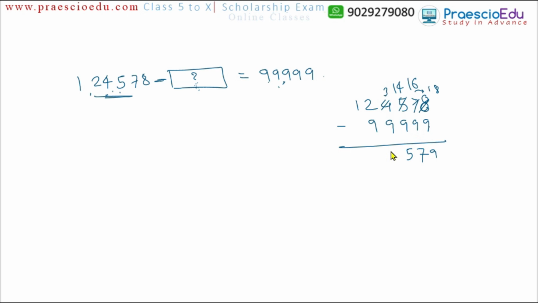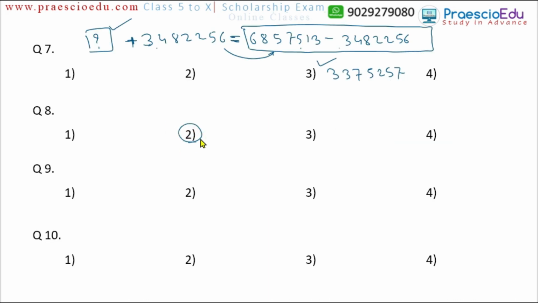So 3 minus 9, is it possible? No. So from here, okay, so 13 minus 9, 4 comes. Now 1 minus 9, is it possible? No. So this one becomes 0 and this becomes 11. So 11 minus 9, it becomes 2, means 24,579, and this is given in option number 2. So option number 2 is the correct one.